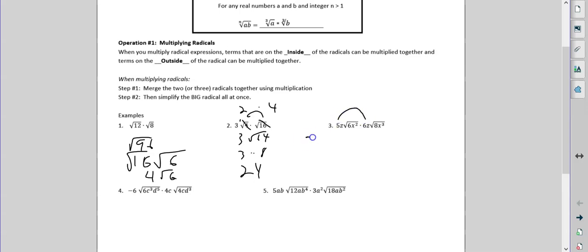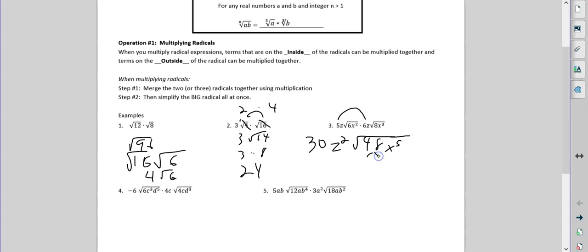All right, number 3, we have outside times outside. So 5 times 6 is 30. Z times Z is Z squared. Remember, we keep the base, add the exponents. Now on the inside, 6 times 8 is 48. And x squared times x cubed is x to the 5th. Now, if you notice, you could have brought this x squared out immediately because it was a perfect square, but that's just an option.